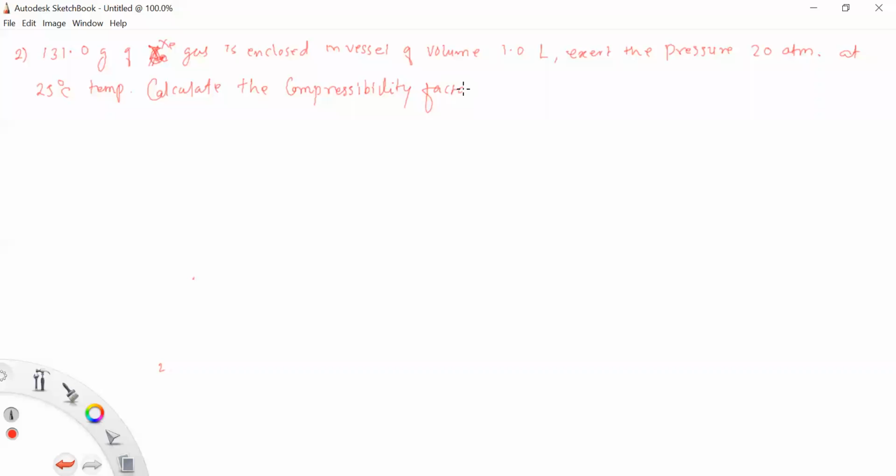For this compressibility factor, the molecular weight of xenon is equal to 131.29 grams per mole. So in this problem, 131.0 gram of xenon gas is enclosed in a vessel.